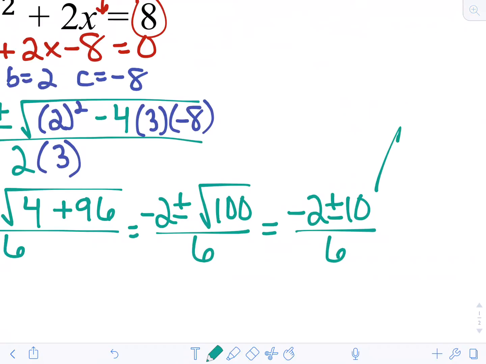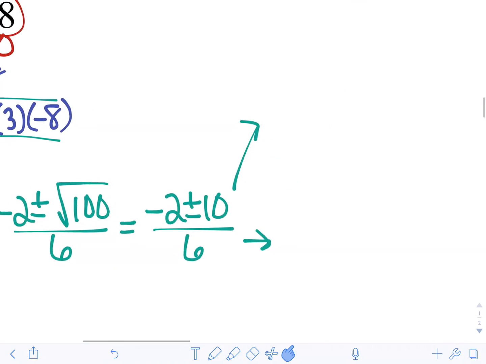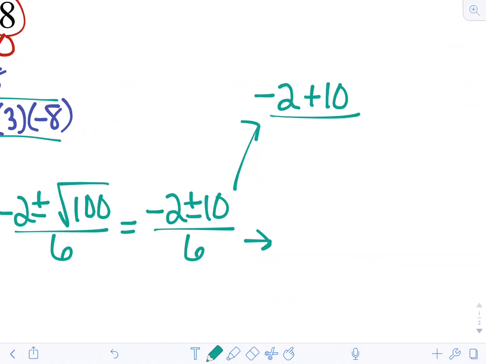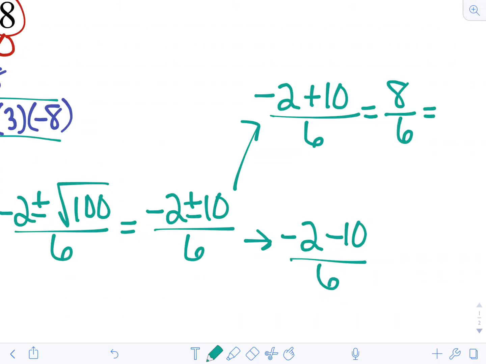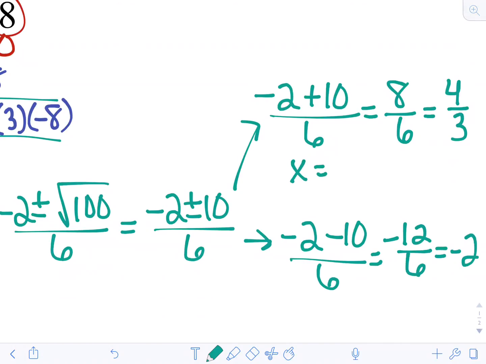So when you get here, we do it two separate ways, addition and subtraction. So negative 2 plus 10 over 6, negative 2 minus 10 over 6. This first one, negative 2 and 10, positives are winning by 8, so 8 over 6, you can reduce that. Both of those are divisible by 2 to give you 4 over 3. Negative 2 and negative 10, you have negative 12 total divided by 6 will give you just negative 2. So x is equal to negative 2 and 4/3.